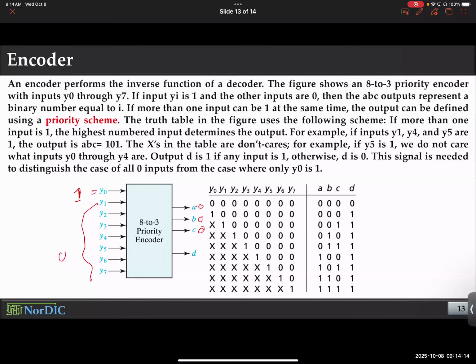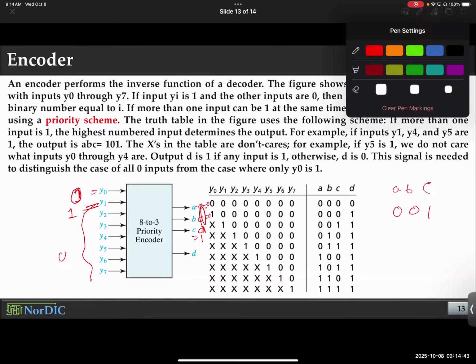Make sense? Okay, now consider not the first one, but the second input, y1, is activated, meaning 1. If you consider A, B, C, from most significant bit to least significant bit, you show 0, 0, 1. So C becomes 1 and everything else becomes 0. Isn't that logical? Isn't that exactly the opposite of a decoder, as we discussed in the last class as well?